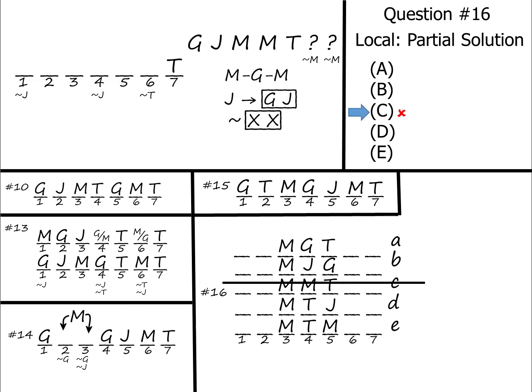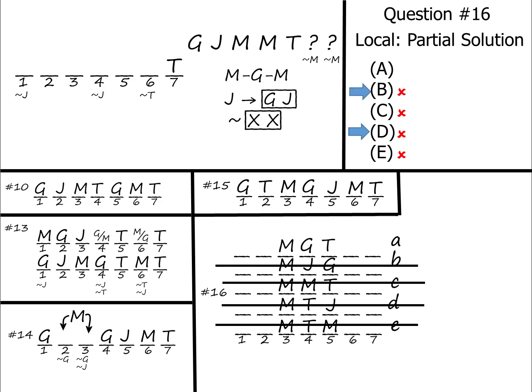Now we also have another rule about M, which says that you have to have a G in between your 2 M's. So that would kill answer choice E, because it has a T in between the 2 M's. We also have a rule that says if you have a J, you have to have a G in front of it. Answer choice D has a T in front of it, and answer choice B has an M in front of it. So the only answer choice it could be then is answer choice A.